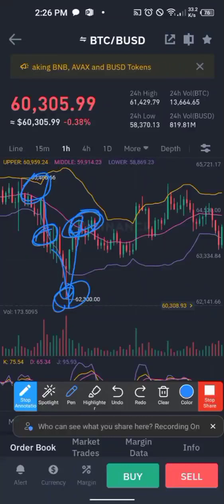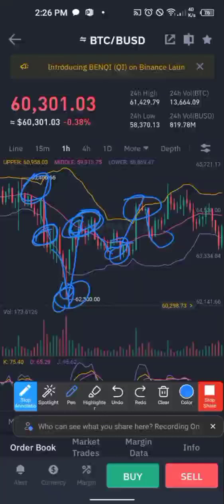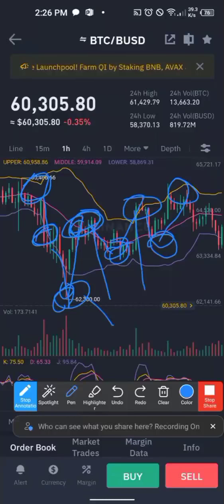Now, the price has fallen again. I can buy a new position here. The price has risen again. I can sell that position here. The price has fallen again. I can buy this position here. And the price has risen. I can sell this position here. Now look, I've made a trade. One trade here, two trades here, three trades here, four trades. I've made my trades four times.